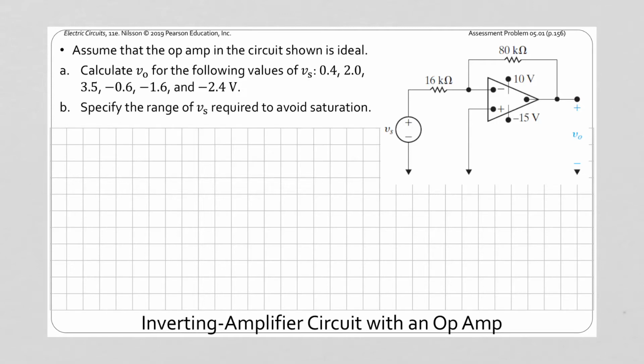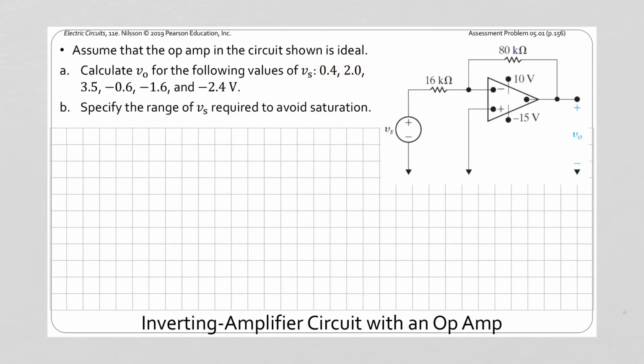Here we have an op-amp circuit. Again, notice that we have a feedback loop here from the output to the inverting terminal, so we can assume that this op-amp is going to function in the linear region. We want to know what the output voltage is for the following values of Vs. So we're going to change the signal voltage here, this input voltage, and we want to know the output voltages.